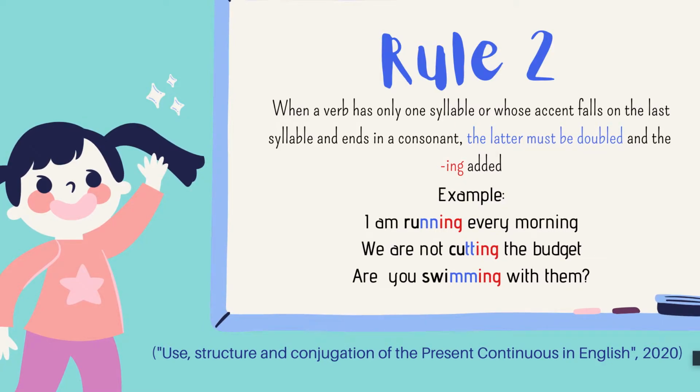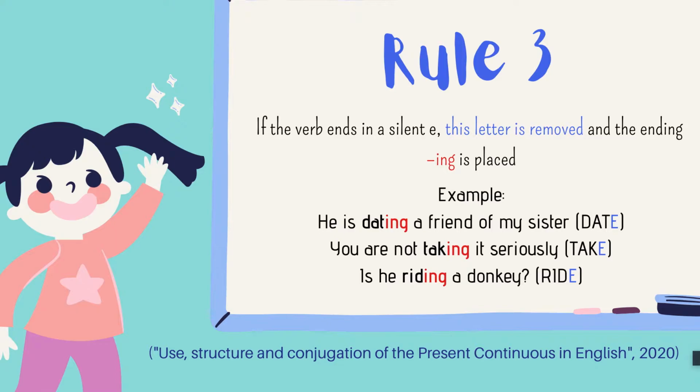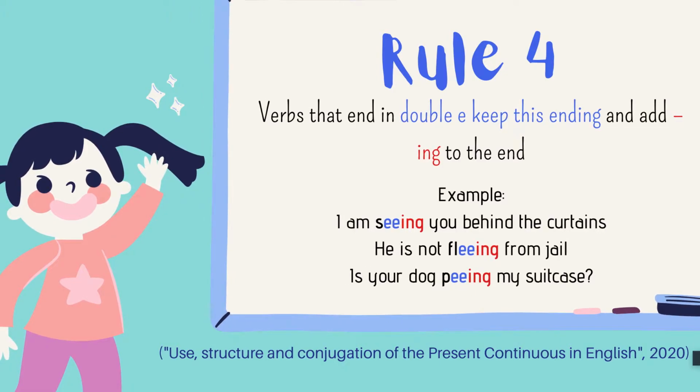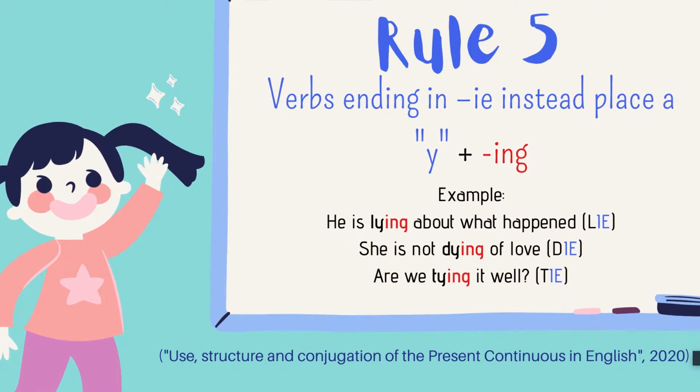and ends in a consonant, the letter must be duplicated and the ending ing added. Rule number 3. If the verb ends in a silent e, this letter is removed and the ending ing is placed. Rule number 4. Verbs ending in double e retain the ending and add ing. Rule number 5. Verbs ending in ie put in place a y plus ing.